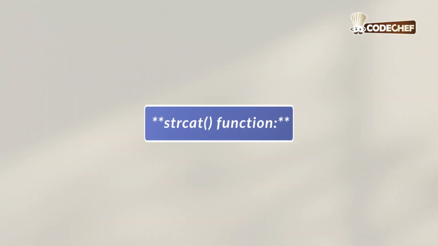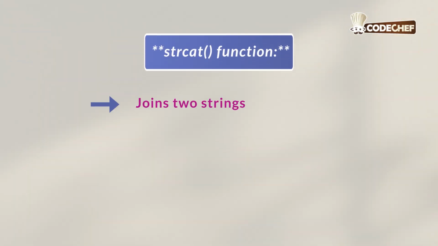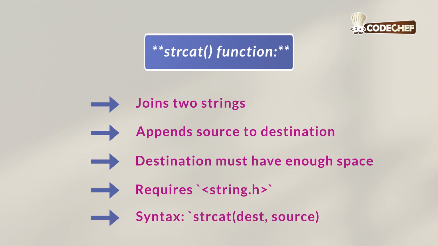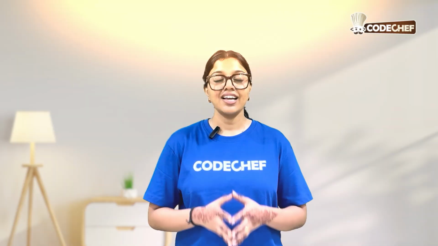The strcat function joins two strings, appending source to destination. Destination must have enough space. It requires the string.h library as well. The syntax is strcat(destination, source).